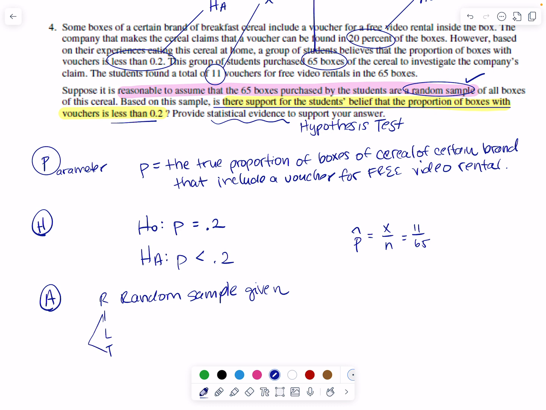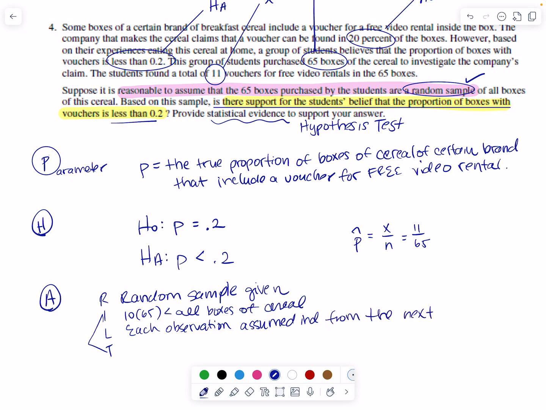So we have 10 times my 65 is going to be less than all boxes of the cereal. And you can say that they're independent, obviously, that each box is independent. Each observation is assumed independent from the next. So we just don't want them to be connected to each other.